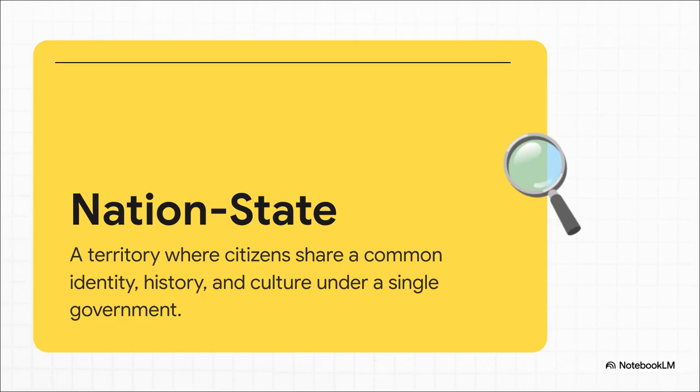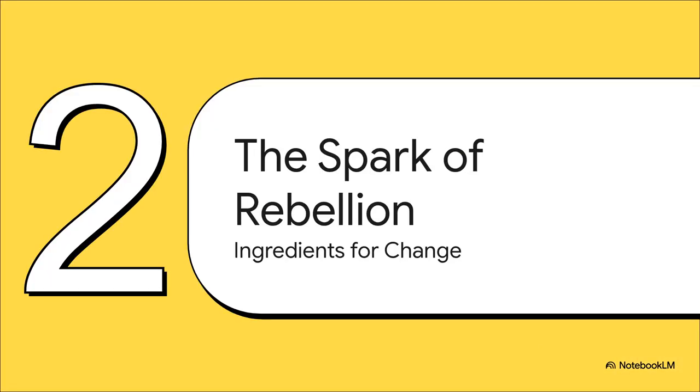And that dream? It had a very specific, tangible goal, the nation-state. This is the key. It's where the nation, that's the people with their shared story and identity, fuses with the state, their very own independent government controlling their own territory. This was the ultimate prize that everybody was fighting for. So, how does a dream like that turn into a full-blown revolution? Well, that brings us to our second ingredient, the spark.